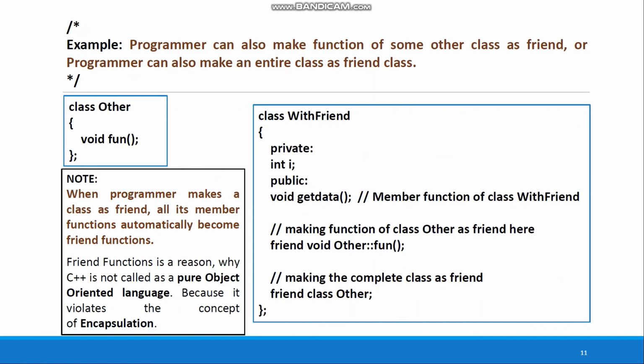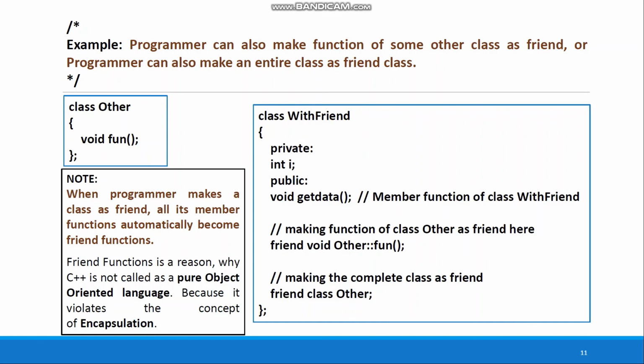Okay, now come to the next example. This is a good example also. You can see a programmer can also make a function of some other class a friend. We can make a function of another class a friend, or the programmer can also make an entire class a friend. Here we are using two concepts. One concept is to make the entire class a friend. If we make the entire class a friend, all functions inside the class automatically become friends of the particular class.